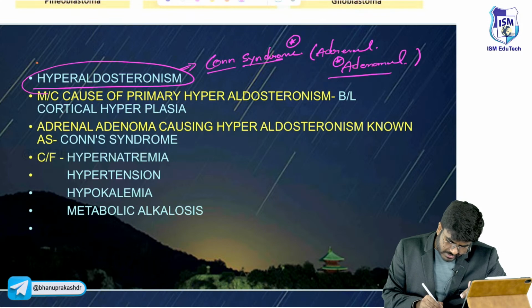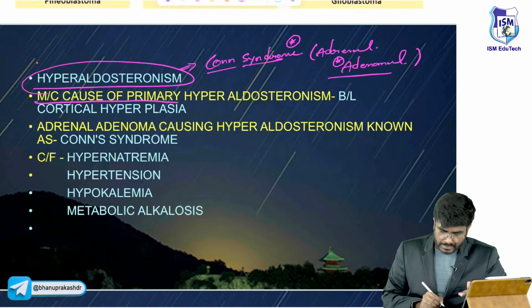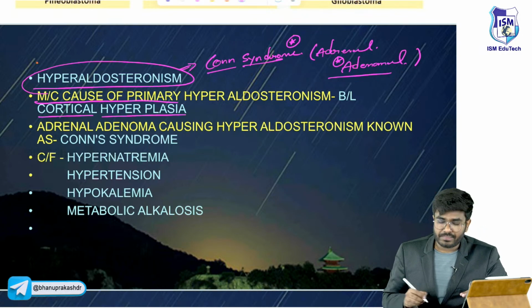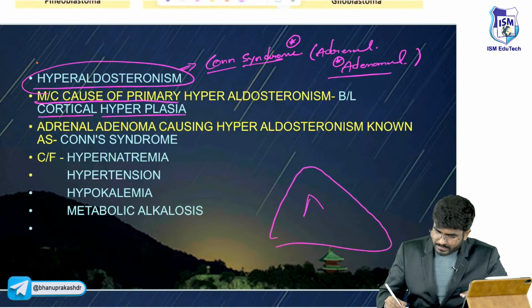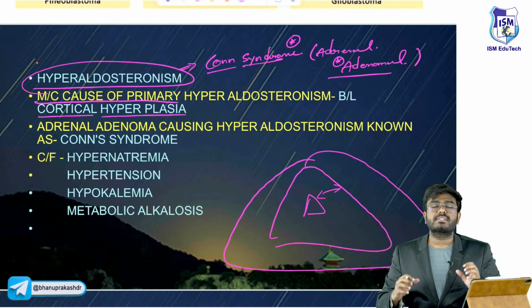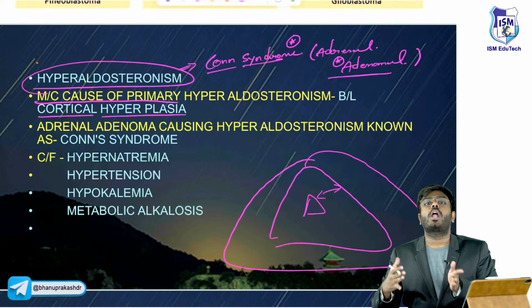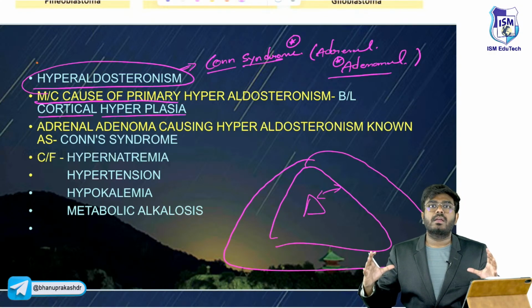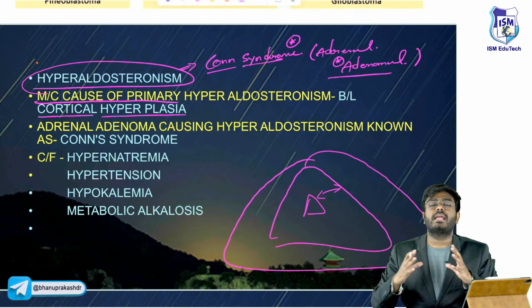If you ask me, the most common cause is cortical hyperplasia. The adrenal gland cortex has undergone hyperplasia. More cortex means more aldosterone. So the most common cause of hyperaldosteronism is adrenal gland cortical hyperplasia.